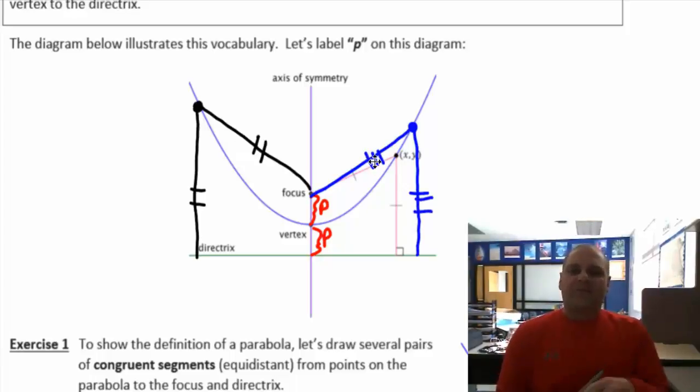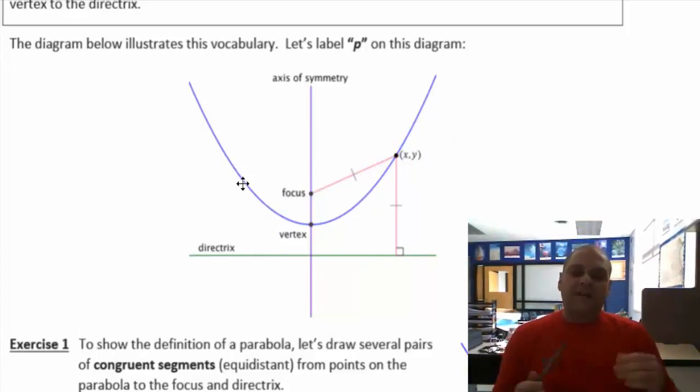Just like in geometry when you say side equal to side, you add a little hash mark each time. And you can do that for any point. This point right here, same distance to the focus as it is to the directrix. We could do that on and on. You could pick any point in the parabola. So that's the purpose of the focus and the directrix.